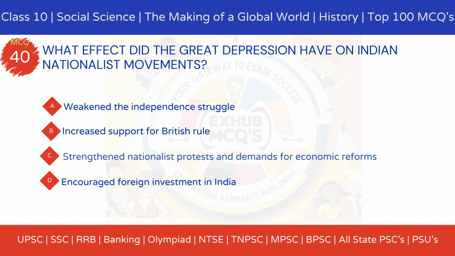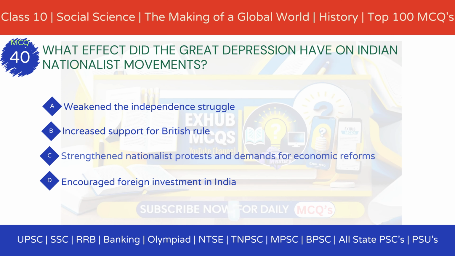Option A: weakened the independence struggle. Option B: increased support for British rule. Option C: strengthened nationalist protests and demands for economic reforms. Option D: encouraged foreign investment in India.